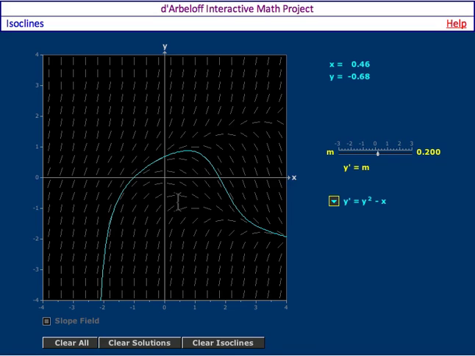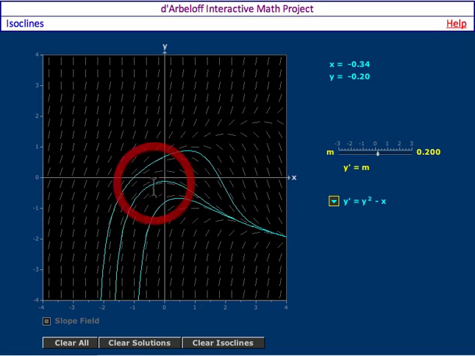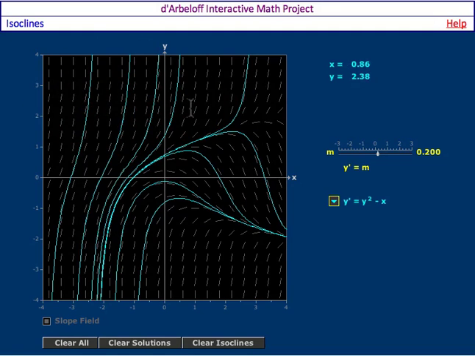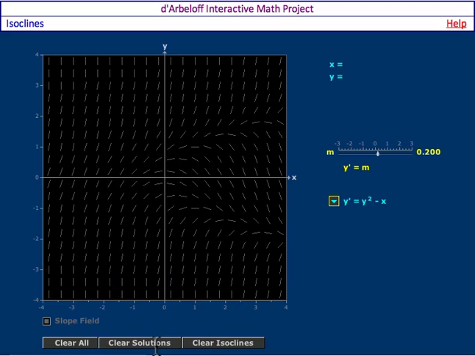Clicking some more points makes more solutions appear. In fact, every point on this plane has exactly one solution through it. This is the meaning of the existence and uniqueness theorem for differential equations. Now let's clear the solutions using this Clear Solutions button down here. You see a blank screen again.